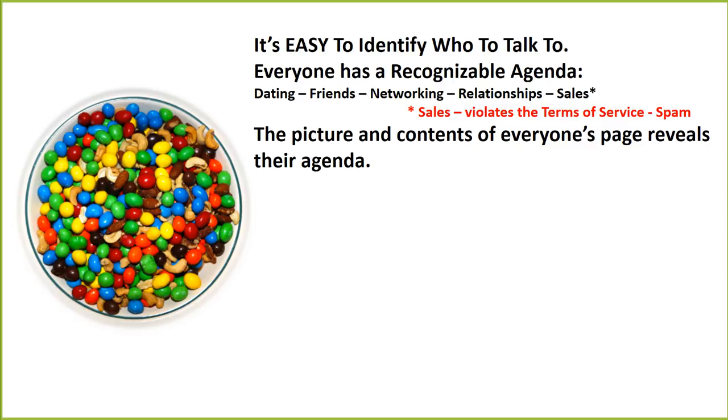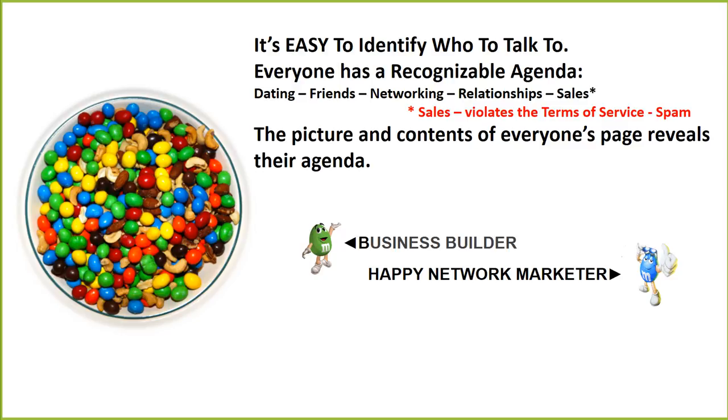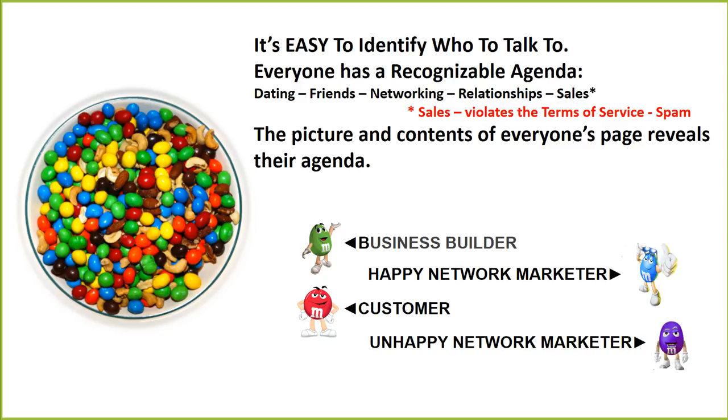So imagine being able to walk into a room where you got 500 people and you could pick out the 30 people in the room who are looking for a business opportunity. How would that make you feel? How about being able to identify, scrolling down a list of 200 names, the happy network marketers, being able to reach out and connect with customers or unhappy network marketers or affiliate or internet marketers. It's as easy to connect with these people as it is to reach into a bowl of candy.